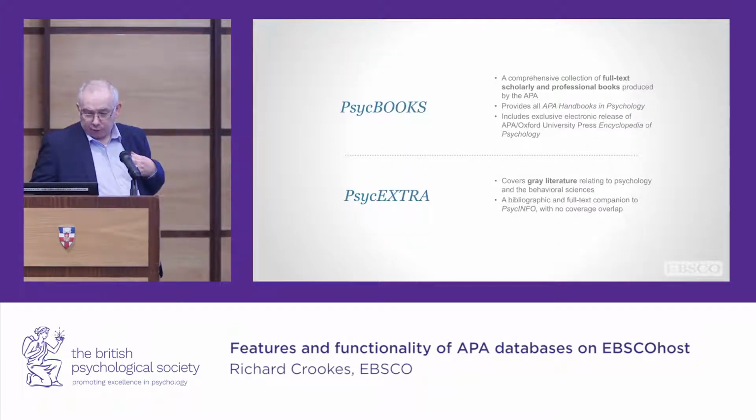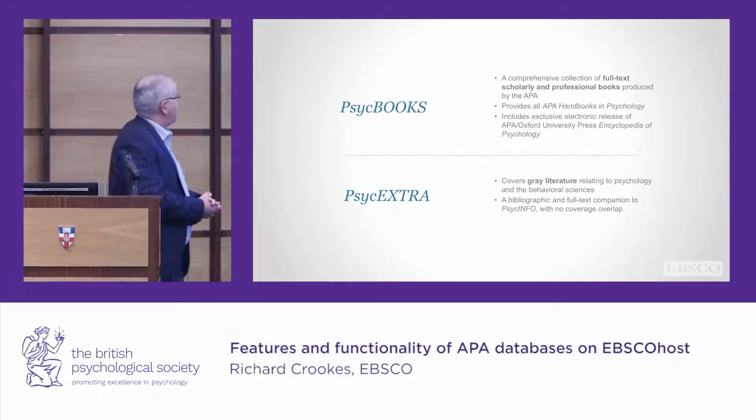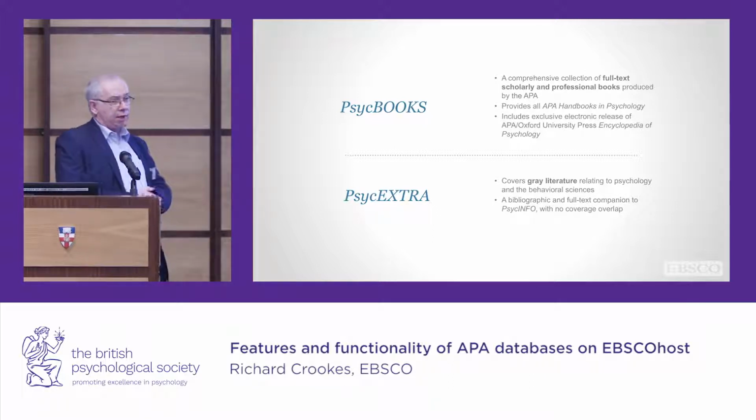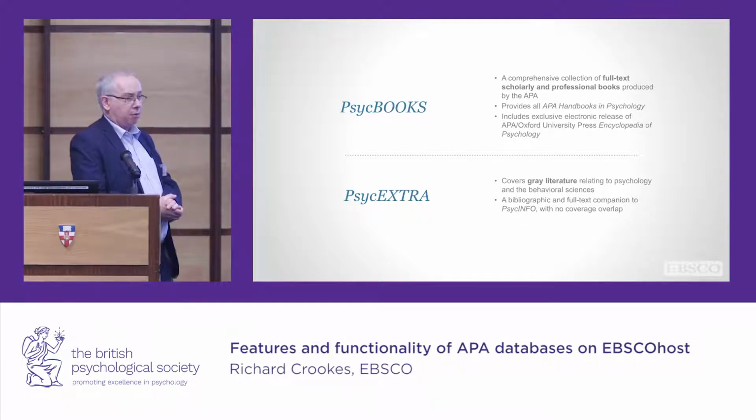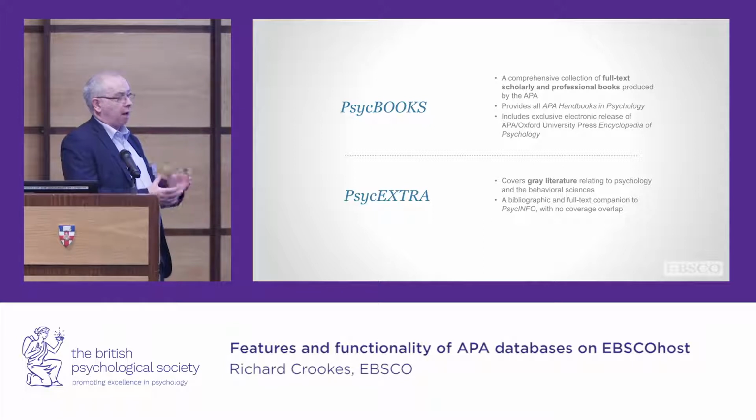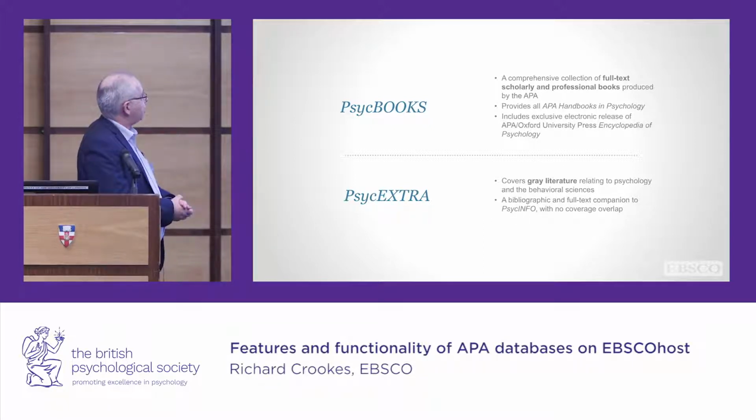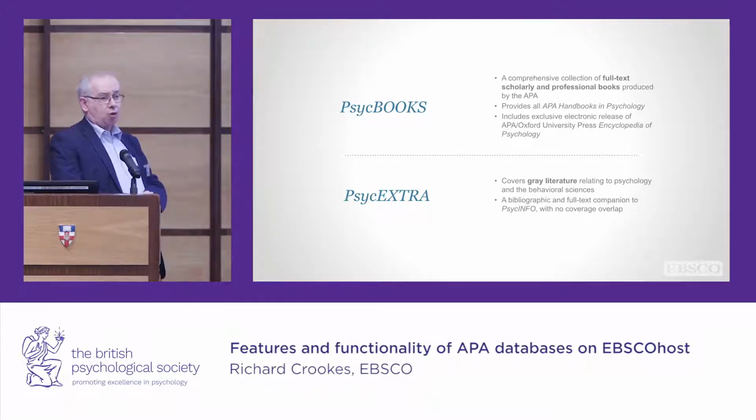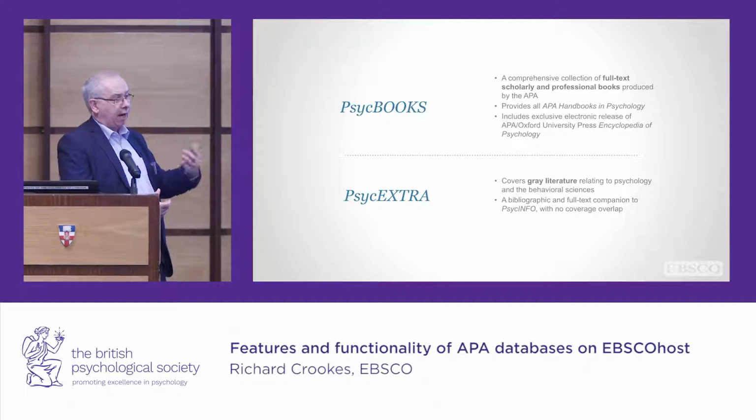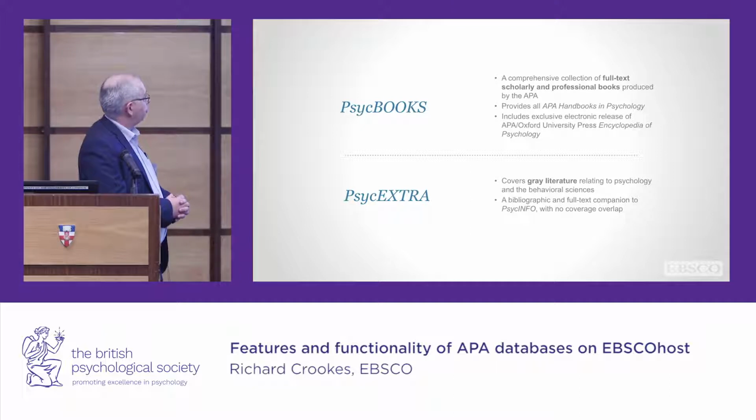Then, of course, we have Psych Books as well, which provides you with access to recently published APA handbooks. So we have about 1,000 of those indexed in this database, and also access to classical works by people like Freud, Adler, and so on. There are about 3,000 or so of those available through Psych Books.